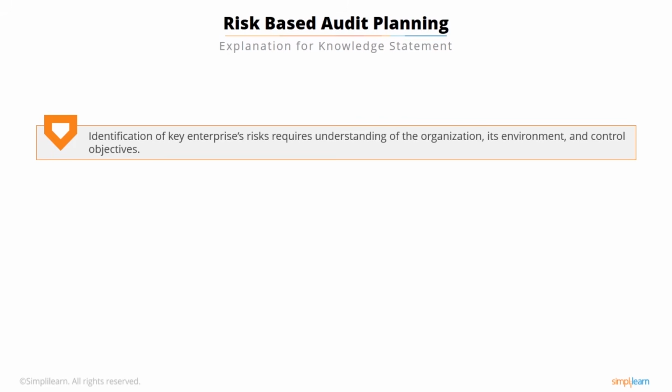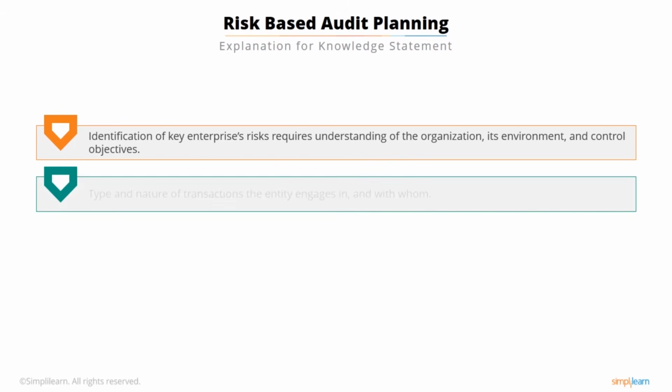Now, for this to work, you have to have an understanding of the organization. What sort of business are they in? What sort of transactions are they conducting? What is the business environment? Now, by environment, we're talking about the information systems environment, their technology environment, and perhaps a regulatory environment. You also need to know what the business's control objectives are. What are they trying to accomplish by implementing certain controls?